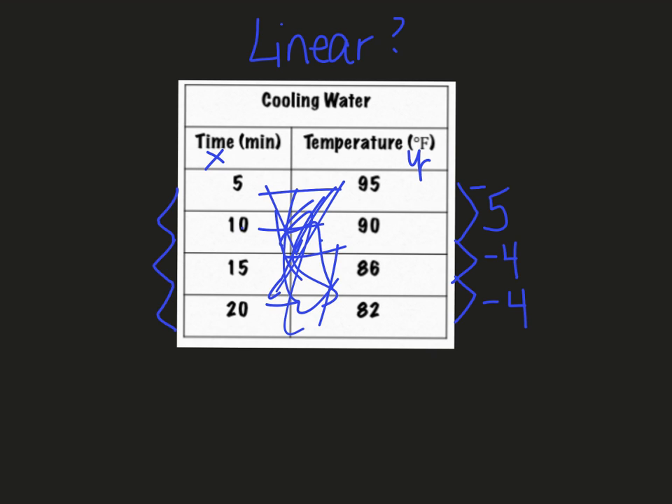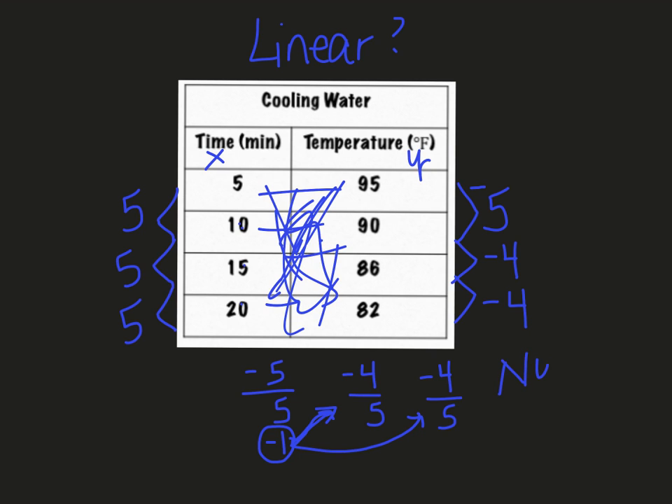So from 5 to 10, it goes up 5. From 10 to 15, it goes up 5. From 15 to 20, it goes up 5. So when I look at Y over X, it's negative 5 over 5, and then negative 4 over 5, and then negative 4 over 5. So this is negative 1. That's not the same as those two. So because one of them is different, this is not linear. If I had time, I would show you on a graph.